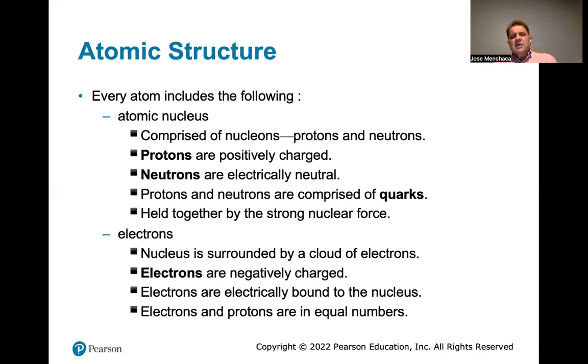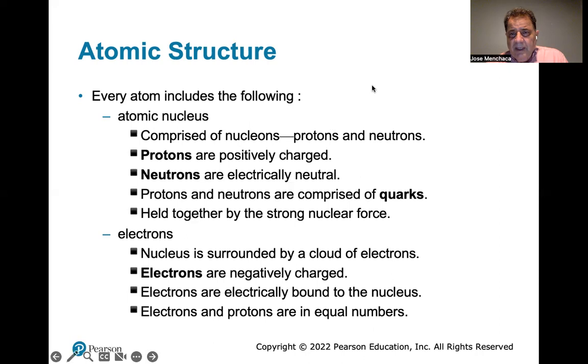Okay, electrons. The nucleus is surrounded by a cloud of electrons. Don't think of the old orbiting electrons like a solar system. That's the old model. Now they're in a probability cloud. You can never really know where the electron is, but you'll know there's a great probability that it'll be somewhere in this cloud. Electrons are negatively charged, and electrons are electrically bound to the nucleus. Electrons and protons are in equal numbers. So if you have 6 protons, you're going to have 6 electrons. If you don't, then you have an ion, and we'll discuss that later.